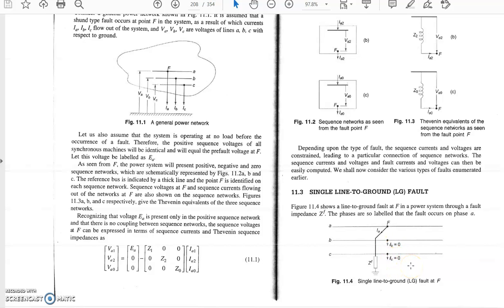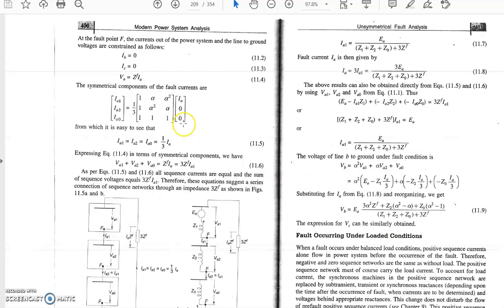So first of all, you have to make the diagram, and from the diagram you have to write the given condition of the fault. What is the given condition here? The condition is that IB equals 0, IC equals 0, and VA equals ZF into IA.